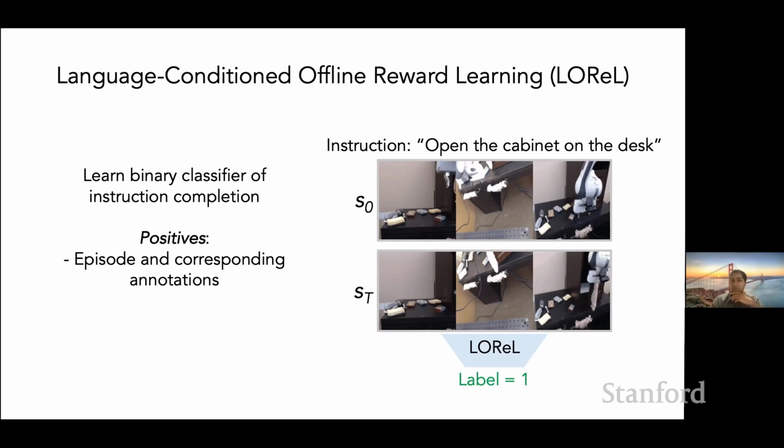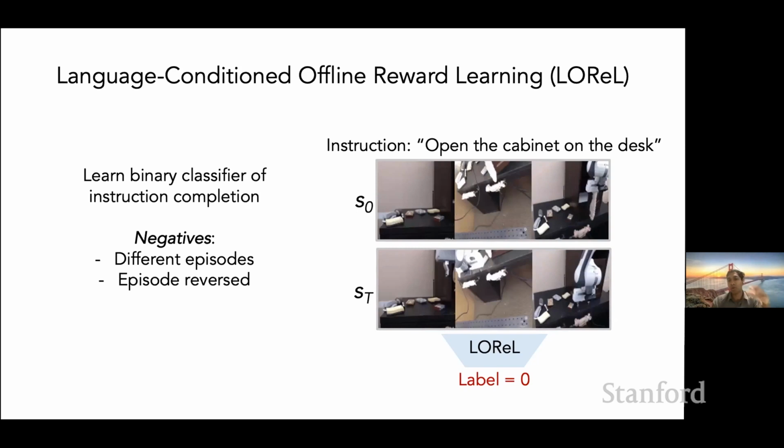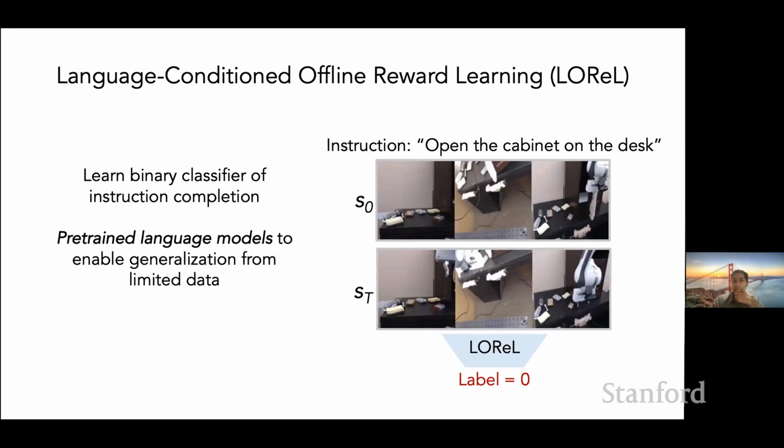Collecting positive examples for this is straightforward because we have episodes in our offline data and their corresponding annotations that we can treat as positives. And you can actually generate basically as many negatives as you want by randomly combining episodes with different instructions, taking an instruction from a different episode and putting that in place, or reversing the episode to get these negatives.